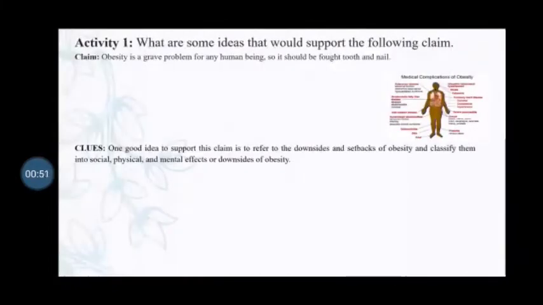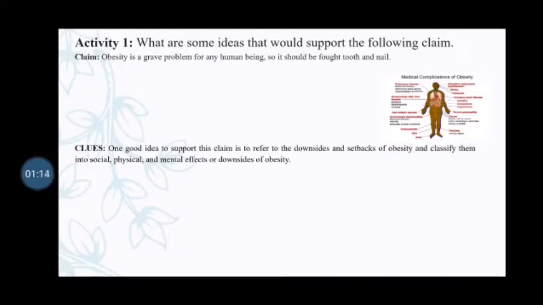Now, let's see how we apply this. Let's say we want to convince someone that obesity is a grave problem that should be fought. What should we do? Well, we have to show our readers the grave disadvantages and problems resulting from obesity. A good idea would be to classify them into social, physical, and mental drawbacks.